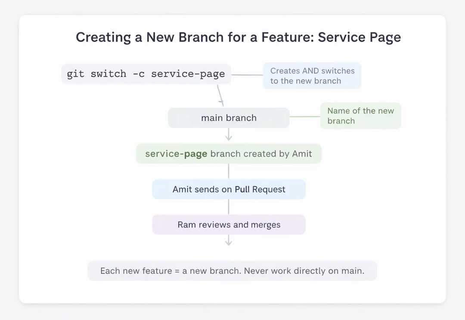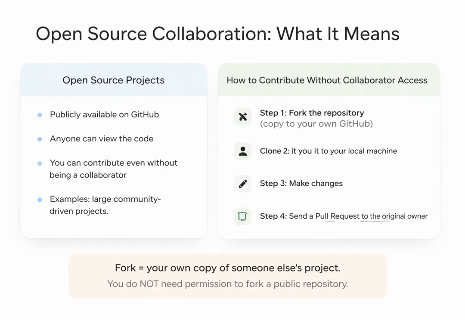This is the clean, professional workflow. Every new feature or task gets its own dedicated branch, keeping the main branch stable and untouched until the work is reviewed and approved. Now, the instructor briefly introduces the concept of open source collaboration, and this is a really important idea in the software world.